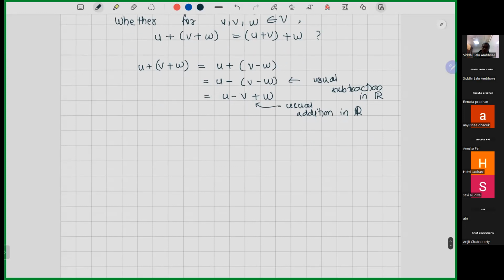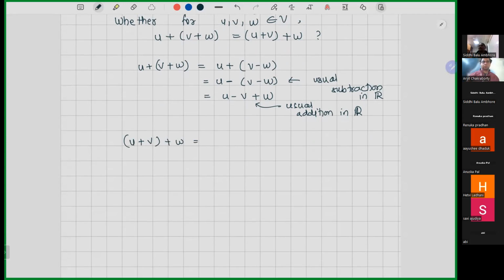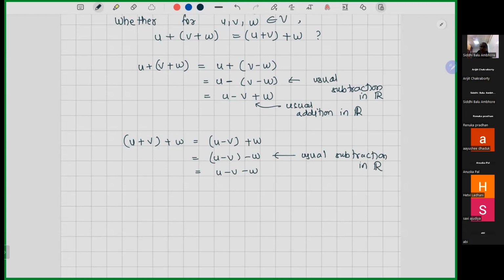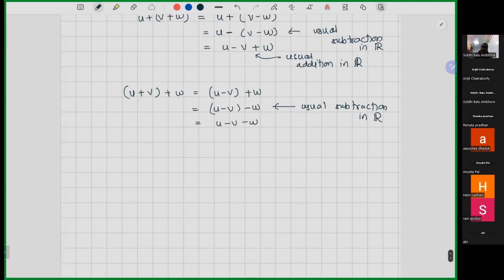This is our left hand side. Now we will write our right hand side, (U plus V) plus W. We first clear the bracket using the first addition, so it is U minus V, and then it will be (U minus V) minus W, which is U minus V minus W. Again, at this stage this is the usual subtraction in R. And we have to see whether U minus V plus W is equal to U minus V minus W or not.